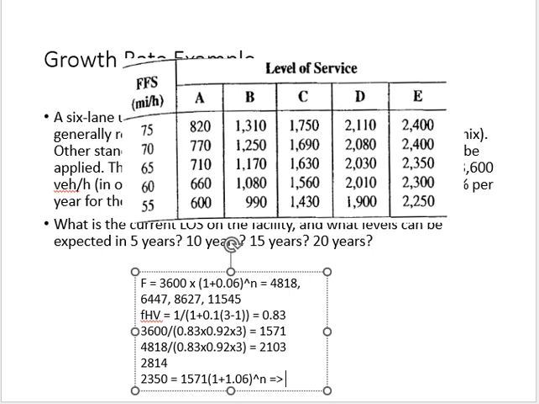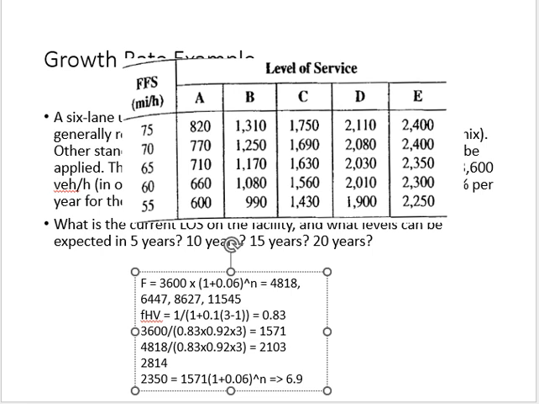How is this possible? Oh, sorry. Now tell me. 6. How much? 6.9. In 6.9 years, the level of service becomes F. I will reach the last point of E. After it will become F.